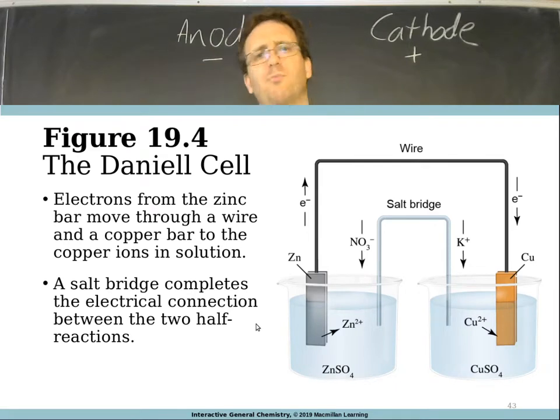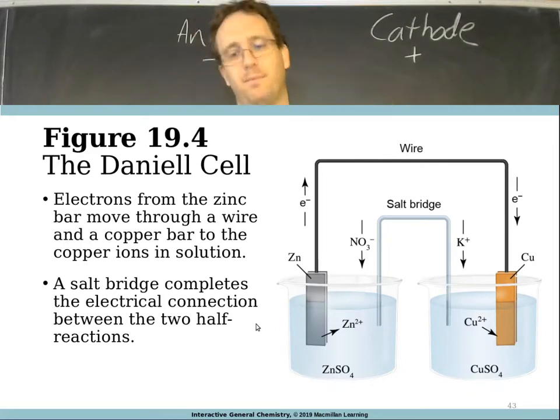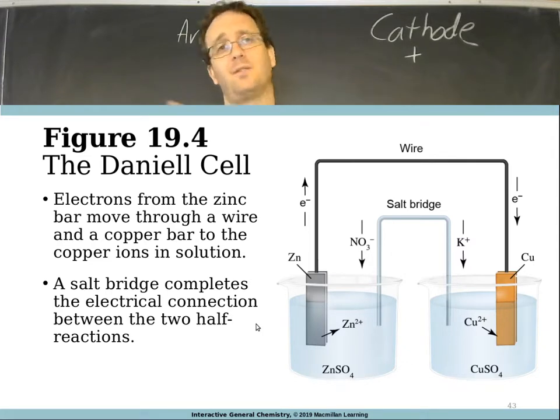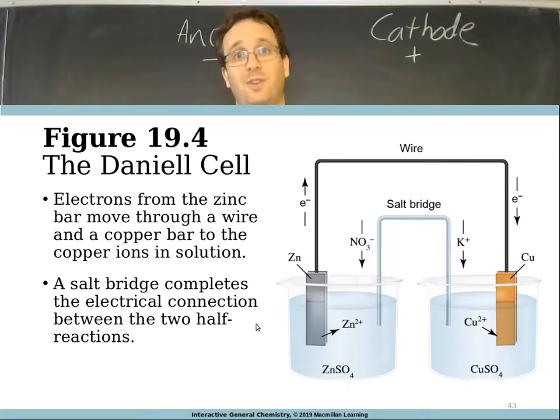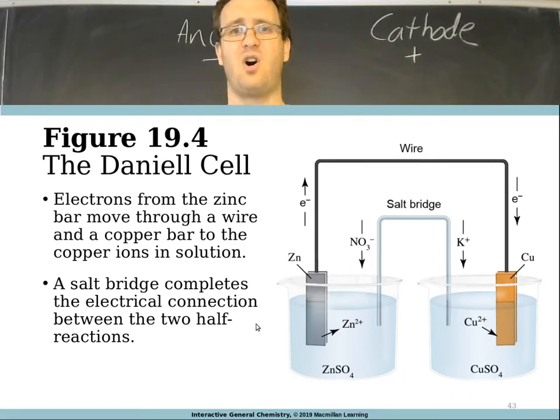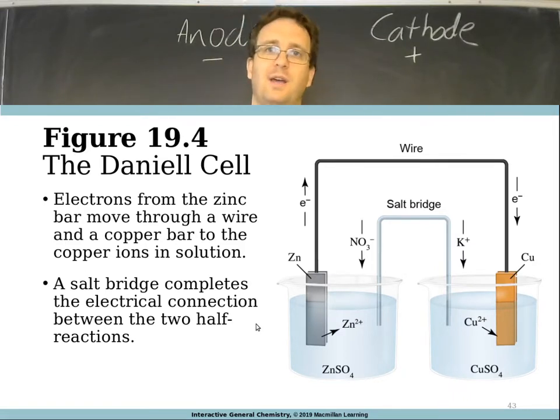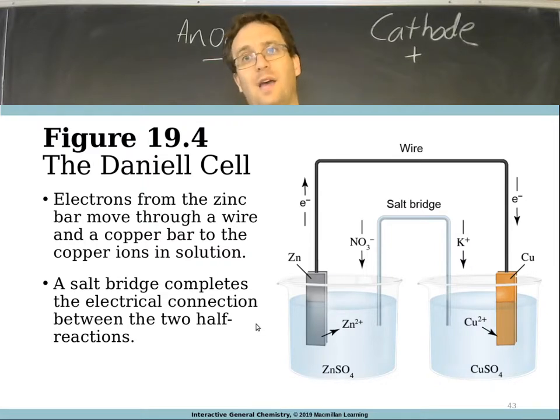So what a salt bridge is, is it's a connection that has a semi-permeable membrane, ideally that would not allow those metal cations to pass in either direction. But it is filled with some inert salt, like maybe potassium nitrate. And that inert salt, those ions are allowed to pass through the salt bridge and into the two beakers on either side.